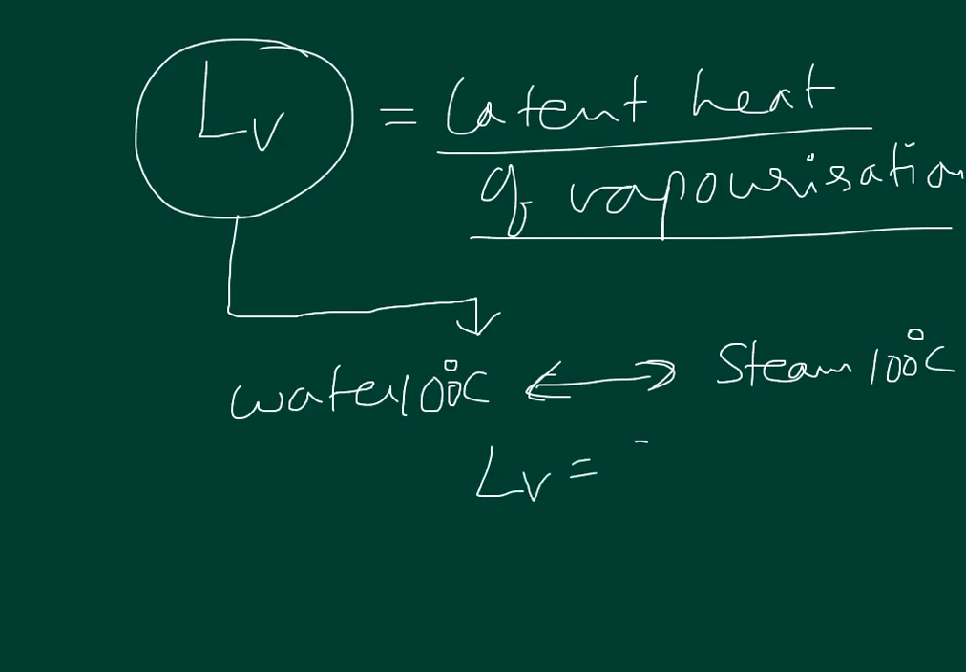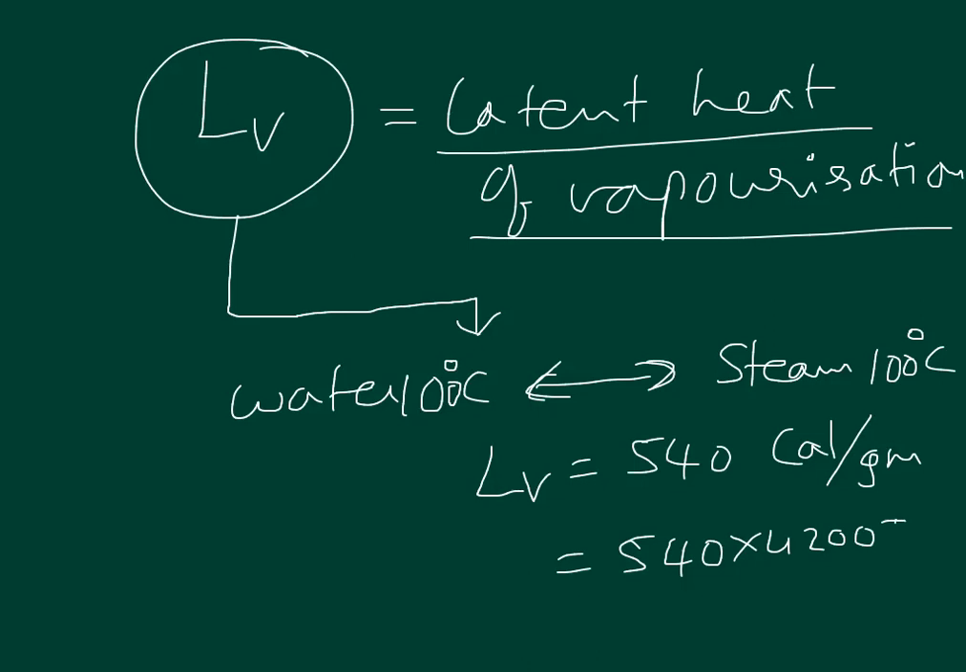LV value, they mention it as 540 calorie per gram. If you want to convert into SI units, that is simply 540 into 4200 joule per kg. How did you get this conversion? Just now I explained, I think you are clear. So now 540 into 4200 joule per kg is the LV value in SI units.